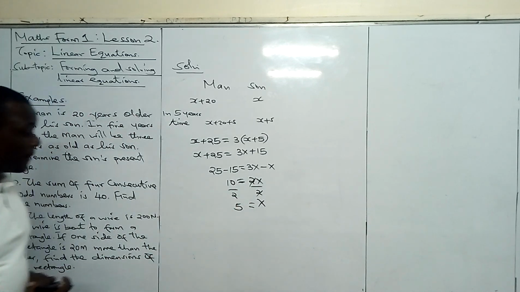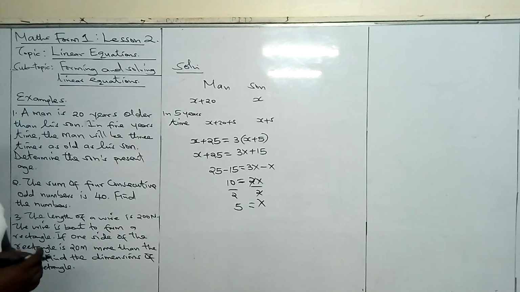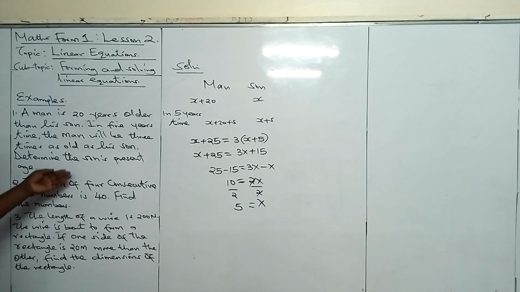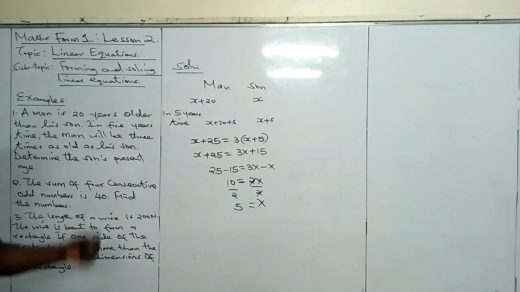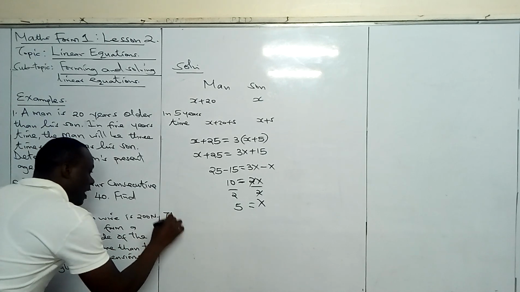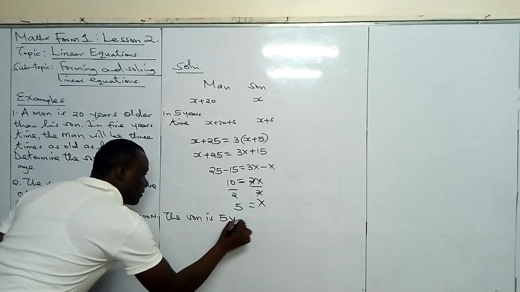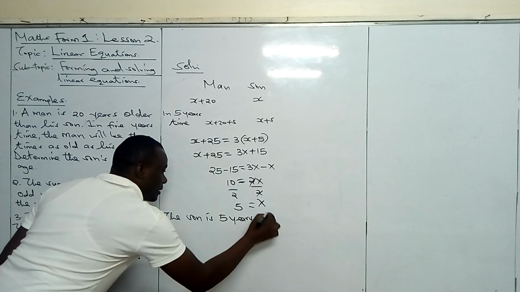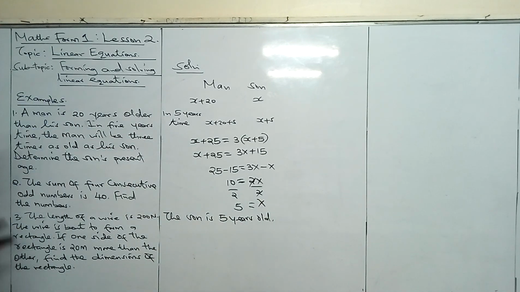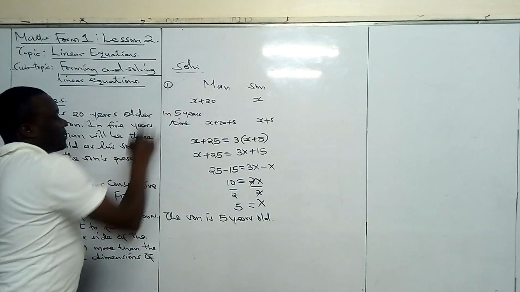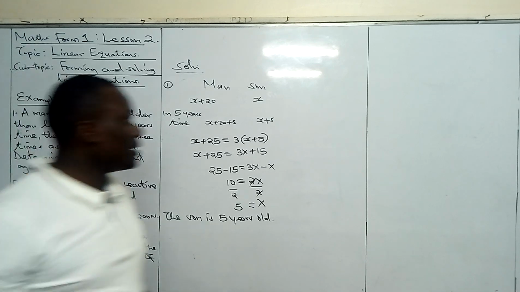And remember, x stands for the present age of the son. And that's the question we are supposed to answer. Finding the son's present age, then we will say the son is 5 years old. So question 1 is now well answered.